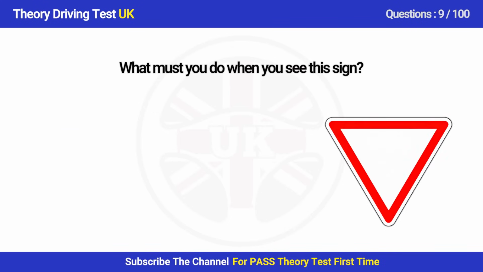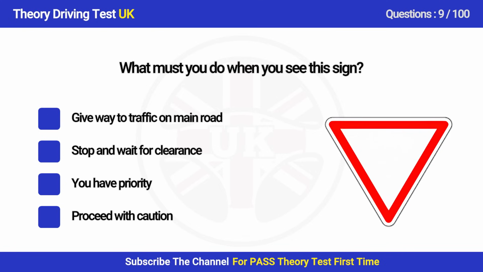Question 9. What must you do when you see this sign? A. Give way to traffic on main road. B. Stop and wait for clearance. C. You have priority. D. Proceed with caution.